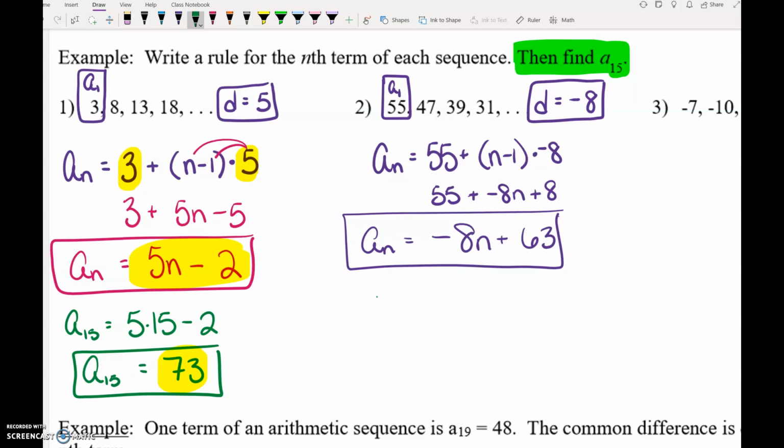In example 2, to find the 15th term, we would do negative 8 times 15 plus 63. I got negative 57.